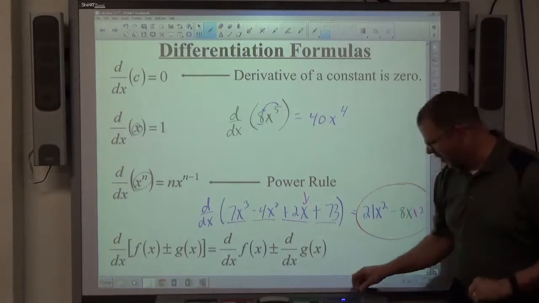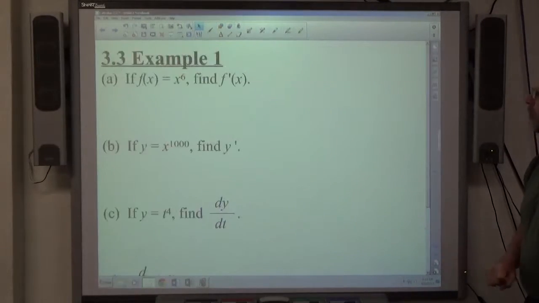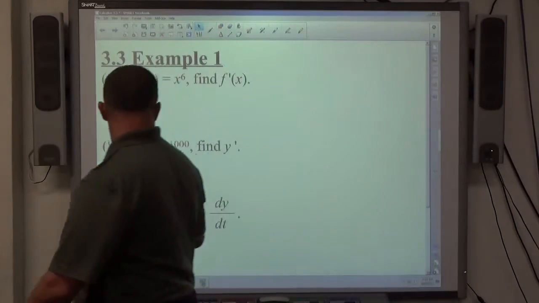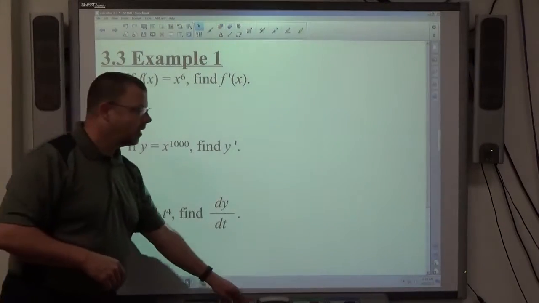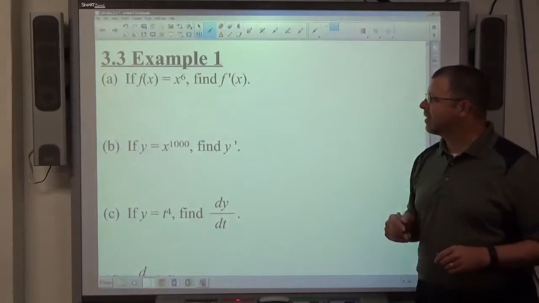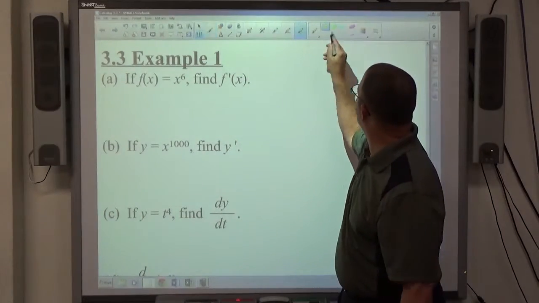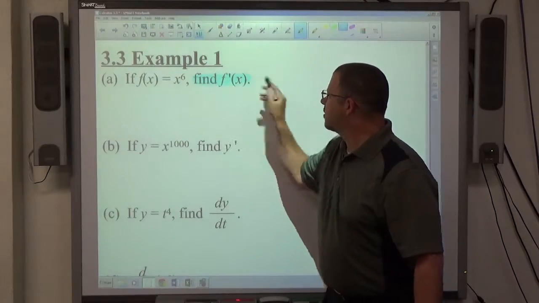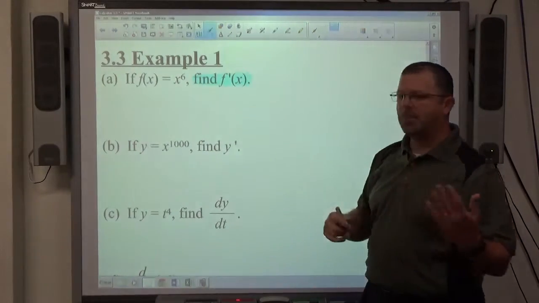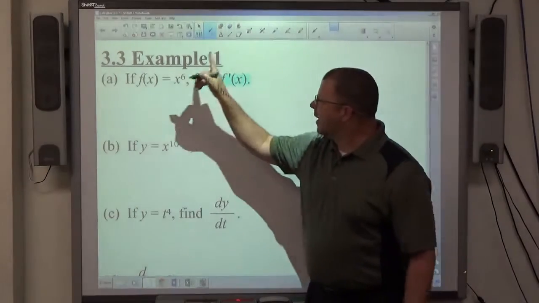Alright? So, going on to example 1, we got 5 problems here. They're all power functions. And the first one, x to the 6th power, find f prime of x. So this is the other way of asking you to find a derivative for right now. Find f prime of x. Okay, that's kind of what we've been seeing the last chapter. Okay, identify it for what it is.